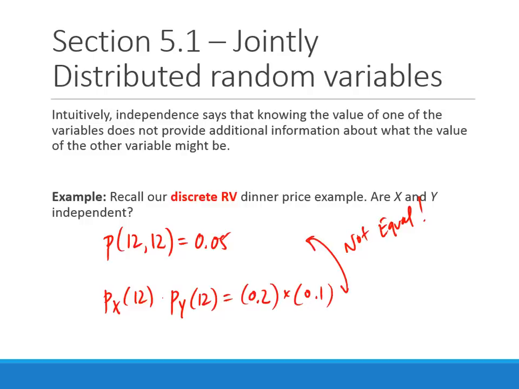So I've found a pair where they're not equal. What does that mean? Are they independent? No. Since they're not equal, they are not independent. Again, for a discrete case, it's much easier to say that they are not independent than to go through and check everything. Yeah, Jim. That's right, it is sufficient to prove dependency by showing they are not independent. Yes, exactly. Good question.